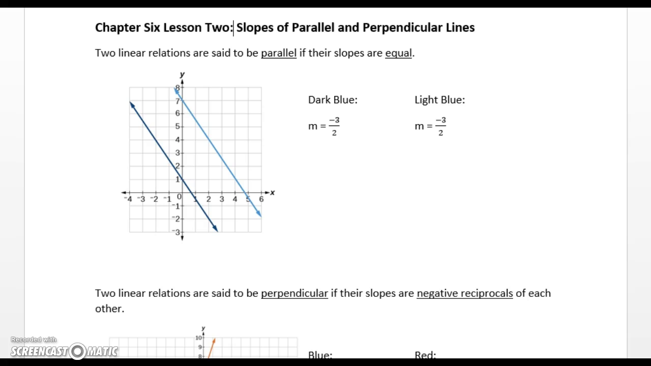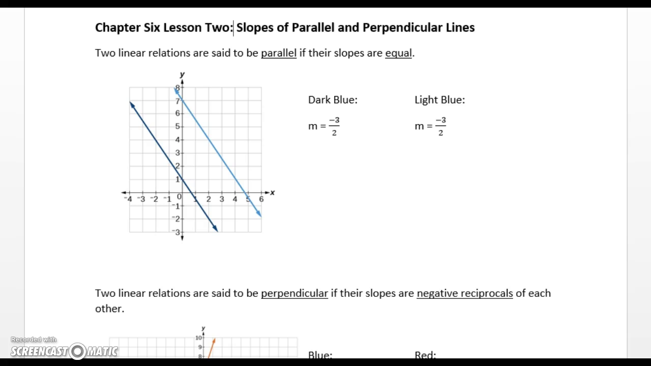So two lines, or two linear relations, are said to be parallel if their slopes are exactly the same. If we were to look at this example here and calculate the slope using that rate of change formula, we would find that our slope is negative 3 over 2 for our dark blue line, and it is the exact same for the light blue line. So you need to have the exact same number for your slope for each of those equations. It doesn't matter what anything else is, as long as that slope is the same, you have parallel lines.